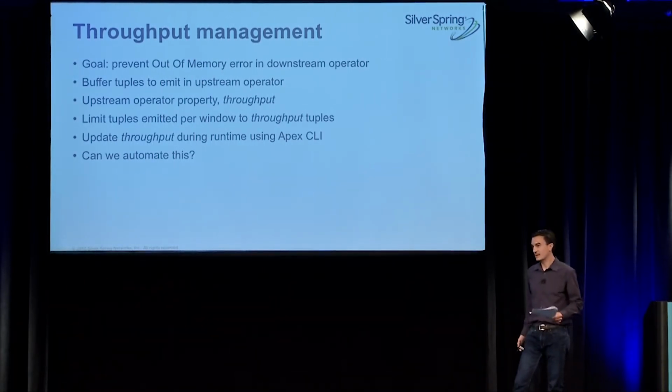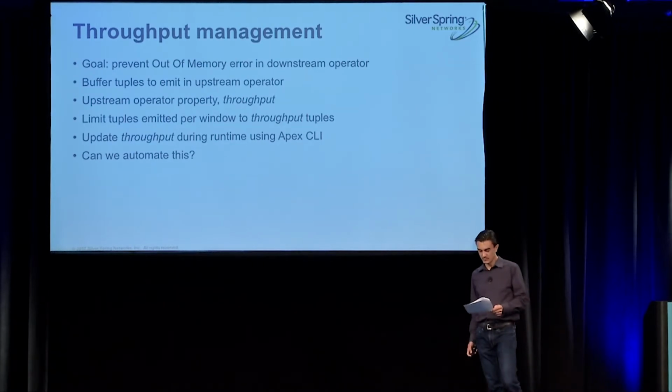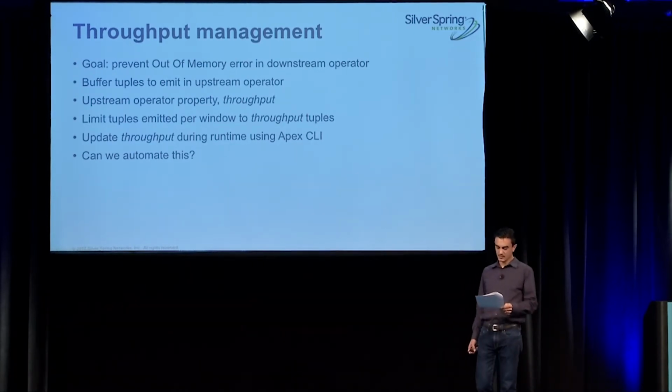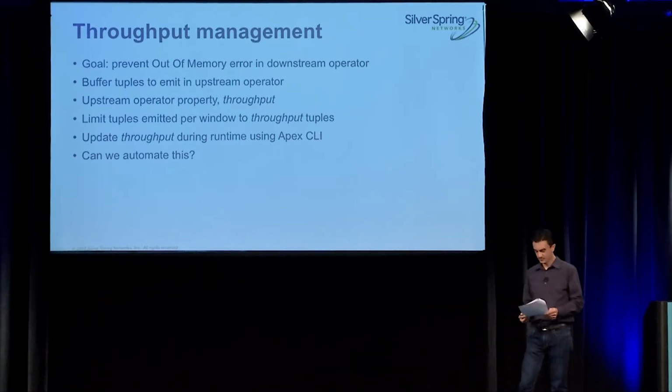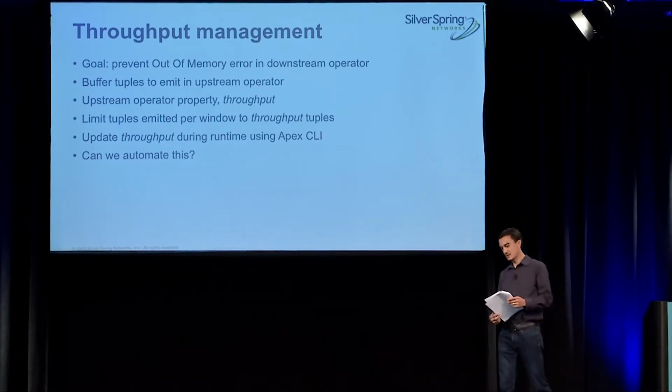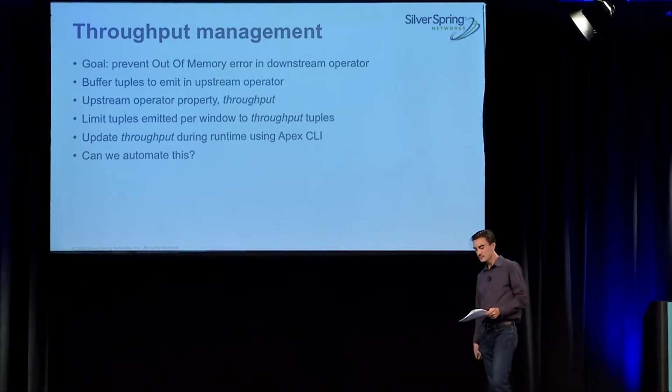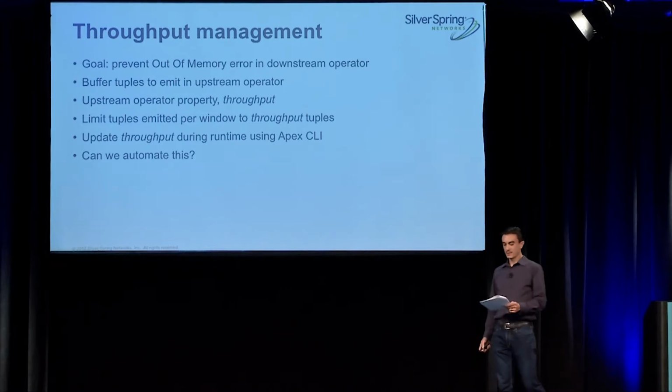We found that implementing that was not hard at all. We added a throughput property to upstream operators and a buffer for tuples to emit. In this way, we could set reasonable limits on the volume of tuples per processing window that a downstream operator could expect to receive. And setting that limit on the input operator could regulate the entire flow.